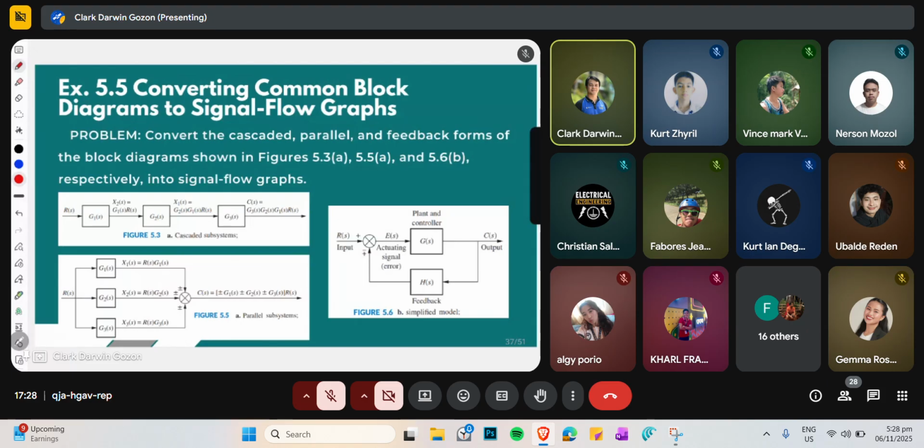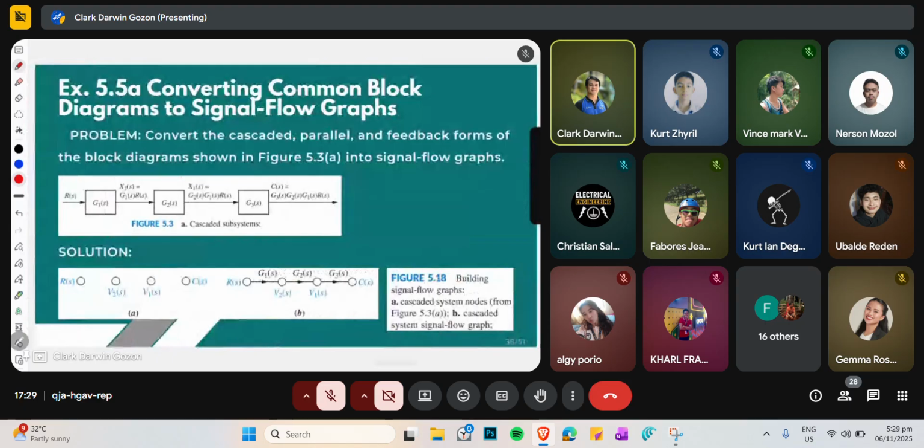Now, it's important to interpret, or to know how to convert diagrams into signal flow graph. So, katong familiar na to nga form kanina, the cascaded form, the parallel form, and the feedback na form. Ato tong i-translate into a signal flow graph. Okay, so let's do it one at a time.